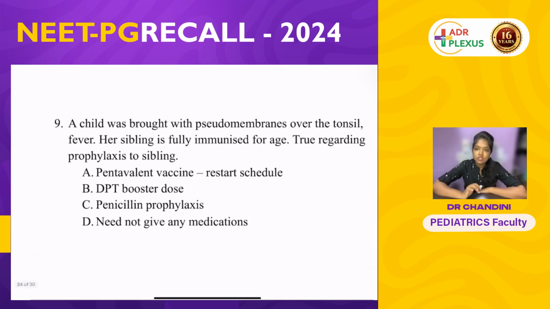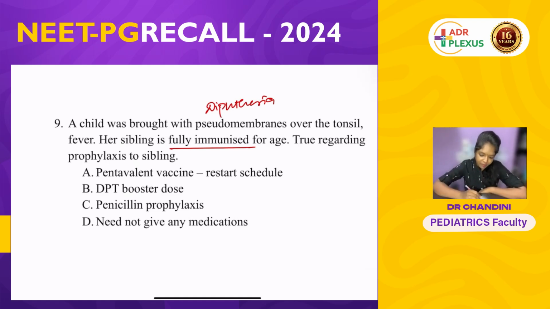9th question. So this was a question with a child who was brought with a membrane over the tonsil and fever. So the diagnosis here is somewhat like diphtheria. The question was not about the patient, it is about a sibling. A sibling is fully immunized for age. What is true regarding prophylaxis to sibling? So they have asked what to do for the sibling.